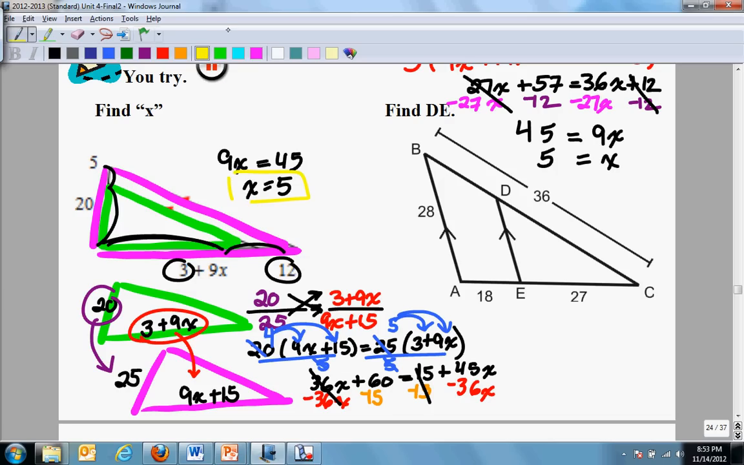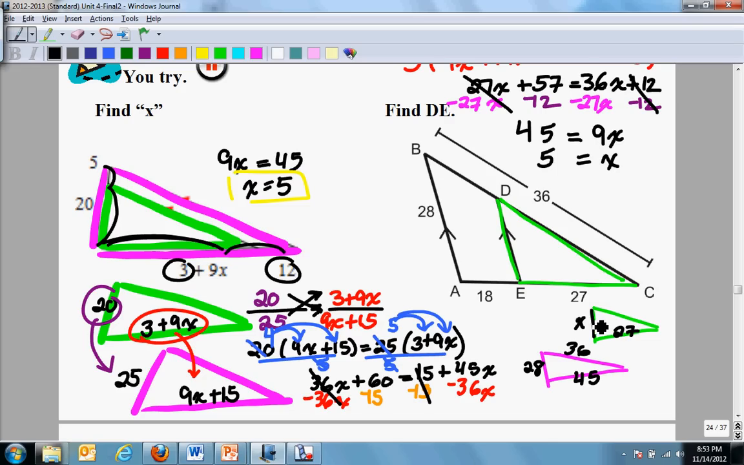So for this one on the right, we have again the inner triangle. And then we have this outer triangle. And this one, the long one, that's 36. This is 27. And then over here, we're going to go 27 plus 18 is 45. This is 28. And here we want to find D to E, which is right here. We're going to call that X.